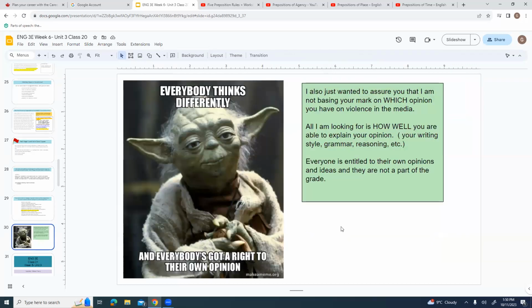And I am going to close with a meme. Our little Yoda here says, everybody thinks differently and everybody's got a right to their own opinion, which of course Yoda would really say, their own opinion, everybody has right to.